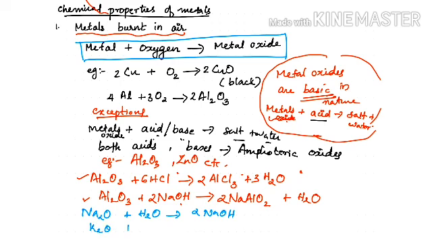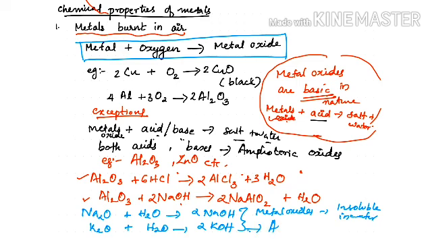Again, K2O, potassium oxide, can react with the water to produce potassium hydroxide. What does this indicate? Normally metal oxides are insoluble in water, but the exceptional case is that some of these can dissolve in the water to produce alkalis. Okay, so just to go through whatever we have studied, chemical properties of the metals.